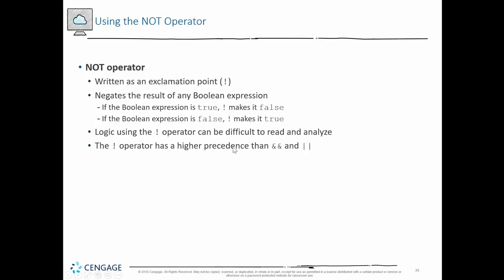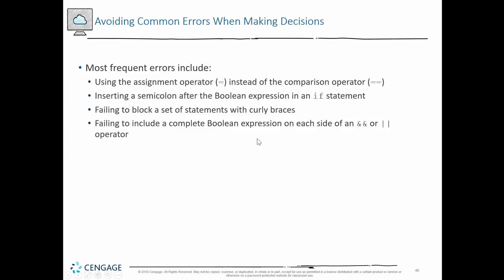Not married is equal to single. Not single is equal to married. Not union member means that you're not a union member. All right, union member means you are a union member. So it negates. It makes true things false and false things true.